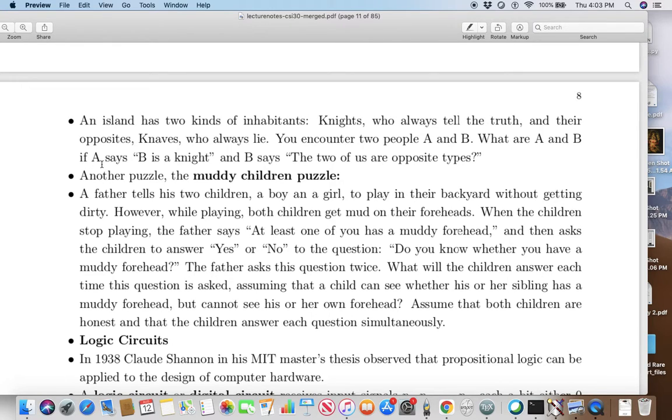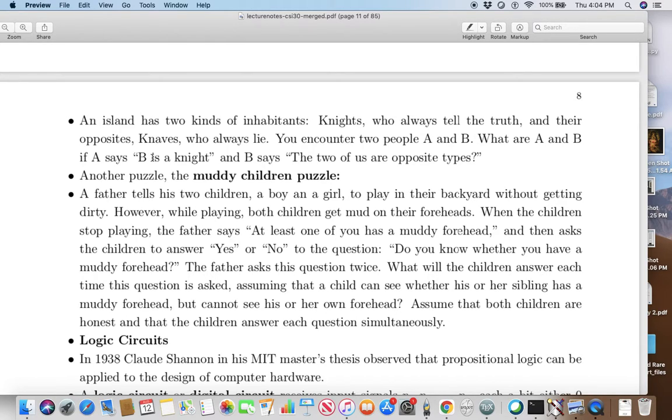Therefore, consider the option when A is a knave. A knave will always lie. So A says B is a knight. That means A has lied. In other words, B is a knave.